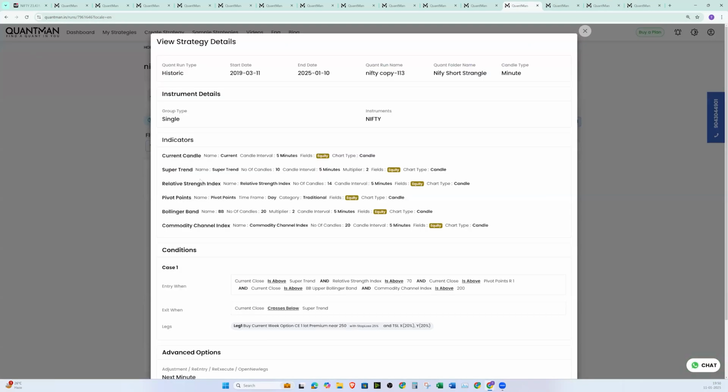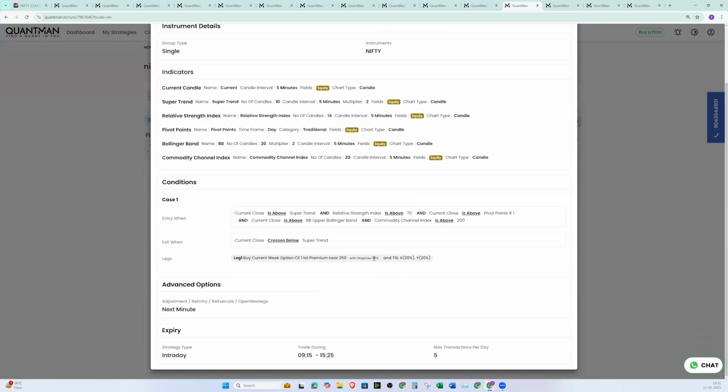See this indicator. I am just adding the basic indicators with the condition writing. You need to mention whether it's overlaying or underlying. Underlying indicator means you need to put a value. Overlaying indicator means you need to give the current candle conditions. I'm using 25% stop loss with the TSL, 20% TSL. Just 5 transactions, see the performance.